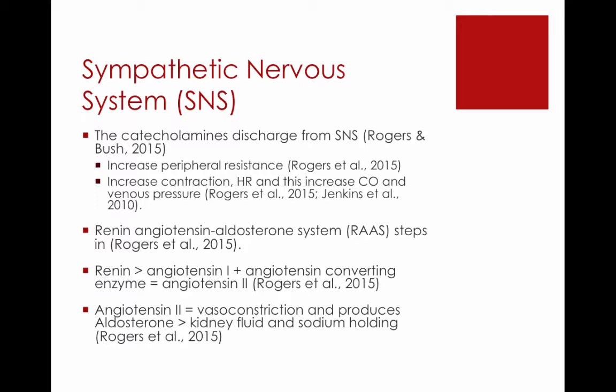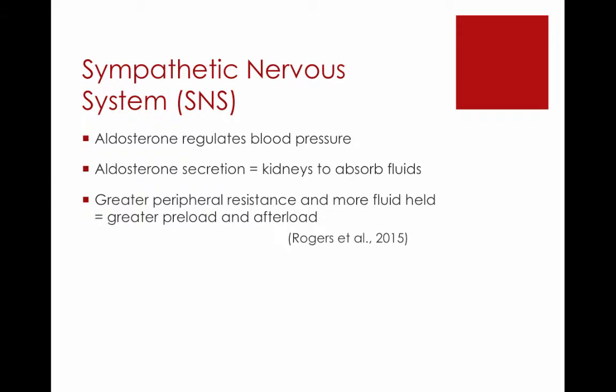The RAAS secretes renin, a response from reduced blood flow, and produces angiotensin 2, which is made by joining angiotensin 1 with the angiotensin converting enzyme. Angiotensin 2 has two functions. It constricts the arteries, so vasoconstriction, and produces aldosterone, which makes the kidneys hold onto fluid and sodium. So this hormone regulates blood pressure and secretes aldosterone to help the kidneys absorb fluid.